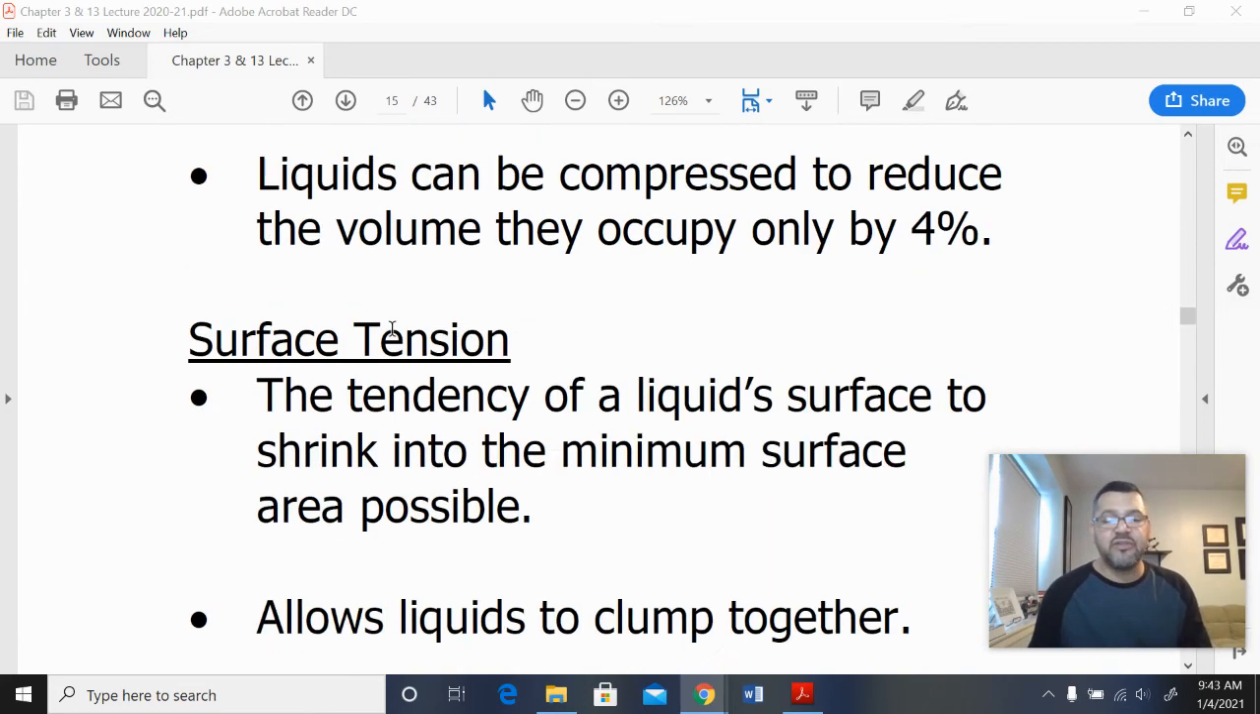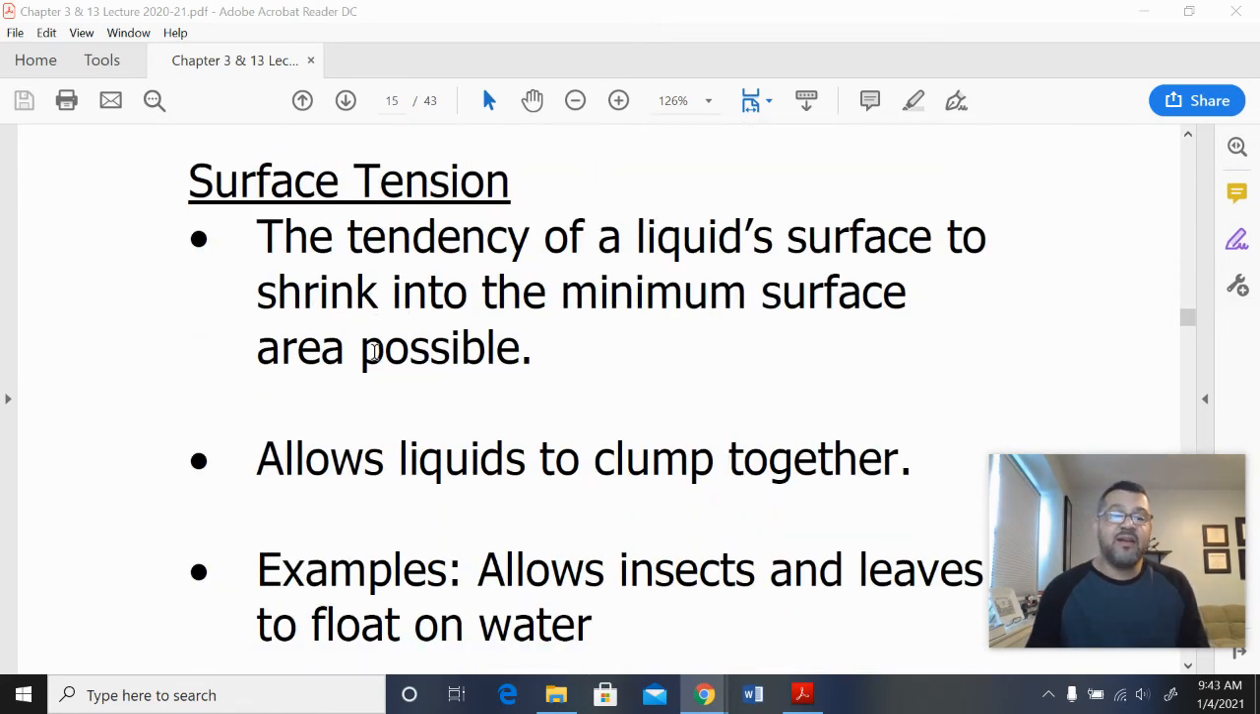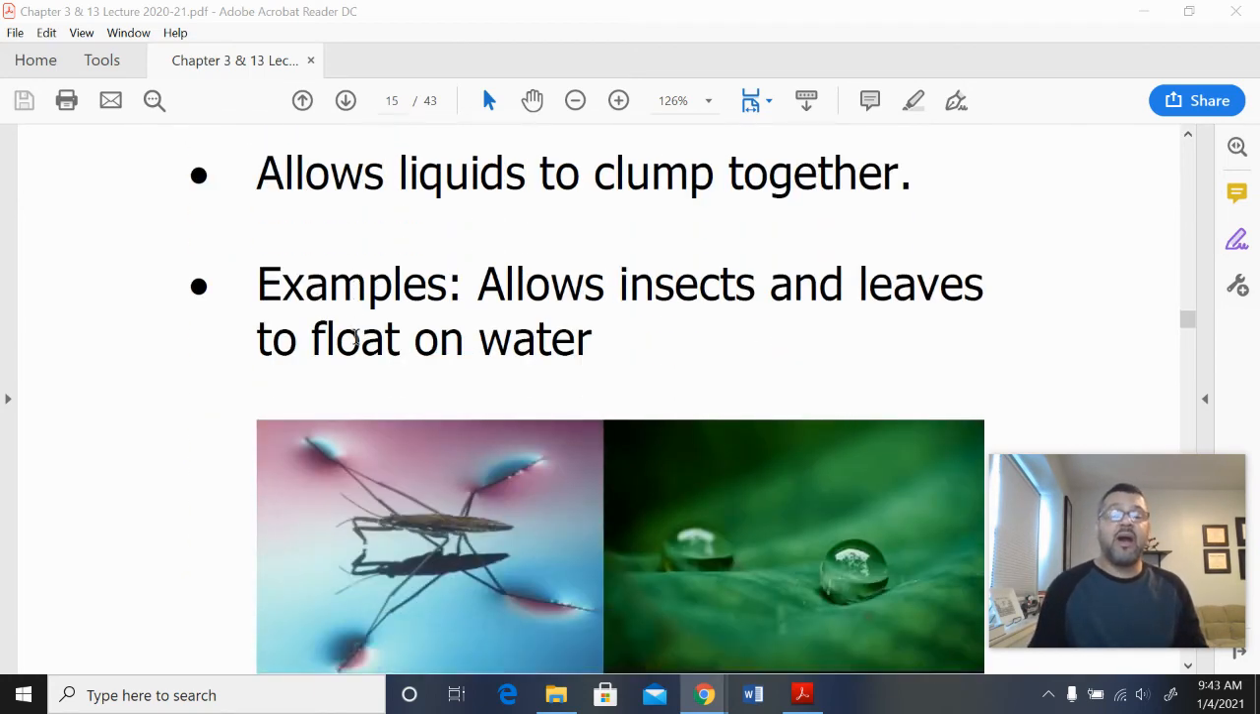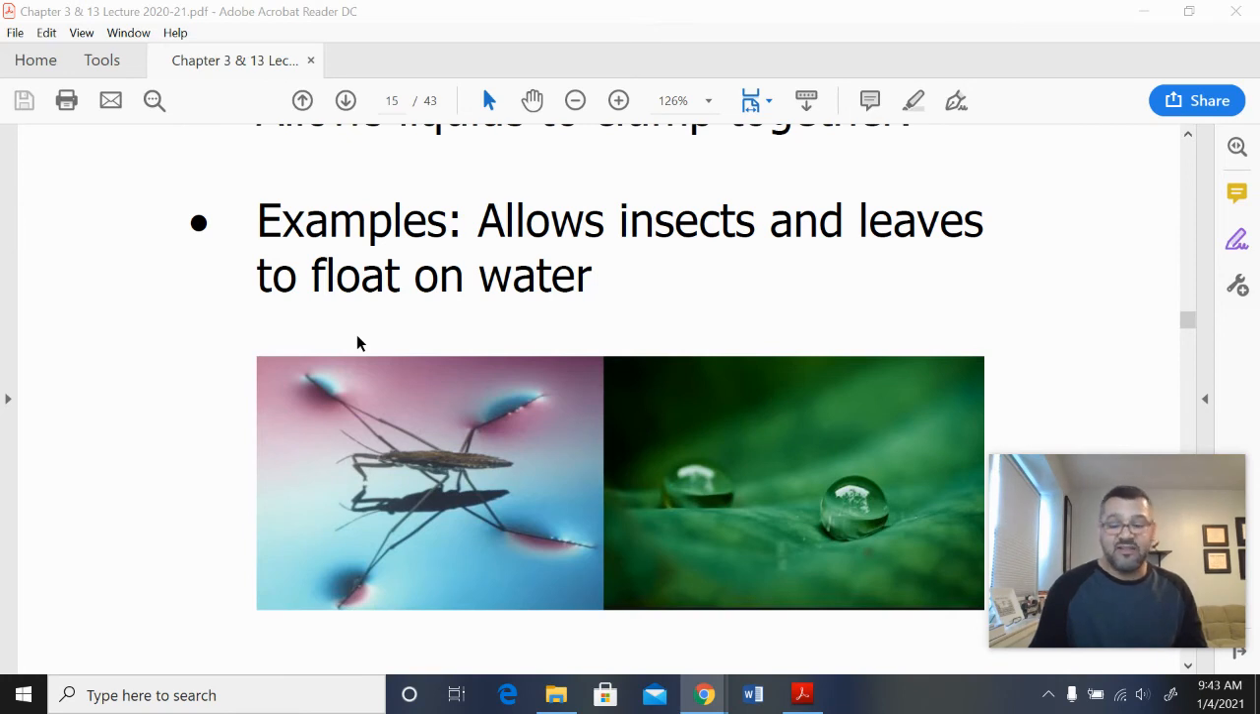Surface tension, a really interesting and important idea. Surface tension is the tendency of a liquid to, because they attract each other, shrink the area that they are in as much as possible. And it just allows liquids to clump together. And this is the reason why insects and leaves and things like that can float on water, and the reason why you have water droplets, like I show you here in this picture.